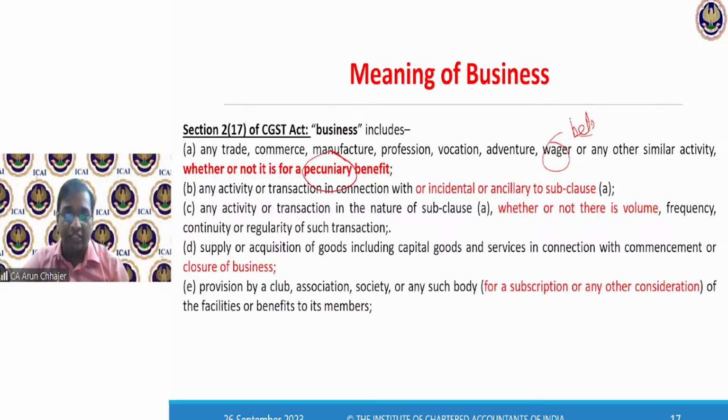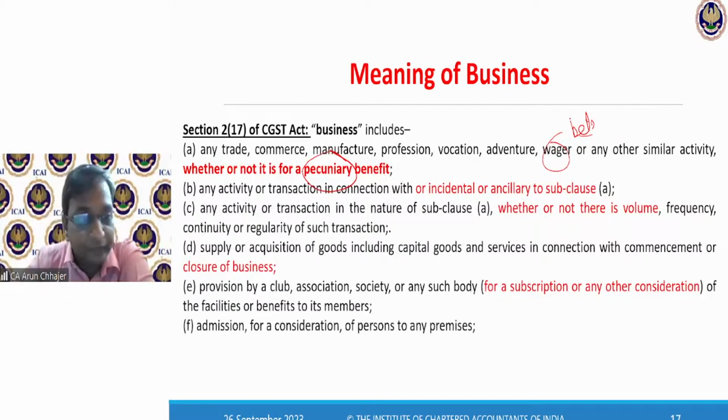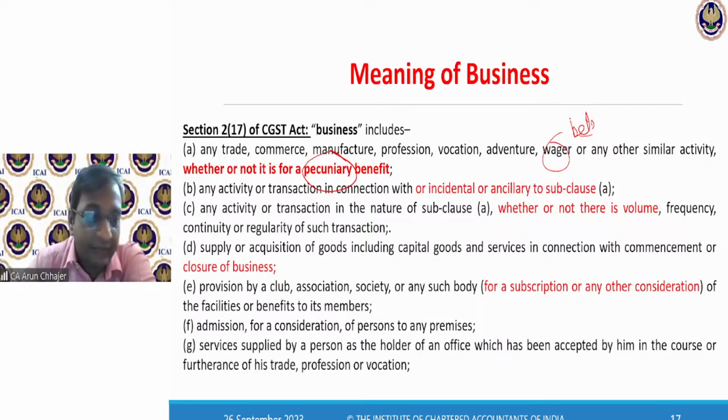Provision by a club, association, society, or any body of the facility or the benefit to its members is a business. It was earlier there, but still they felt that after the judgment of Calcutta Club, there is a possibility to avoid the GST. So they have inserted it in the supply definition with retrospective effect. Admission to any premises: suppose you are going to any historical premises, entry to any premises will also be business and it will be taxable.